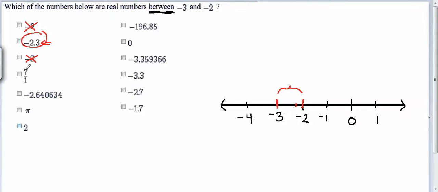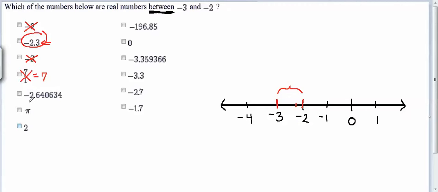You can think about the fraction 7/1, which reduces to the whole number 7. The first thing I notice when I look at that is that's a positive number. So a positive number is going to be way on the other side of my number line, nowhere close to these two negative numbers. So that's out.